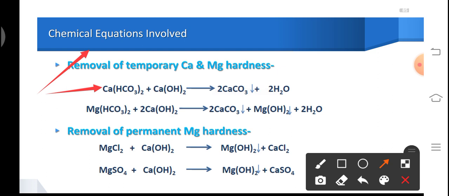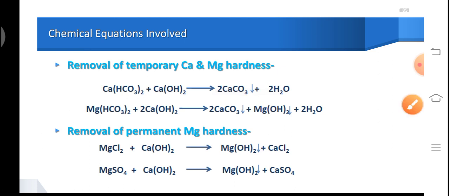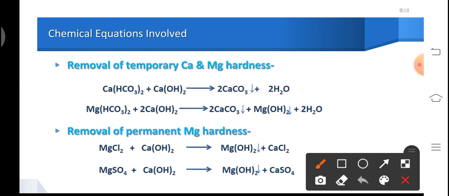The most stable precipitate of calcium is its carbonate. So we need to convert this calcium bicarbonate into calcium carbonate. For this we are going to add a molecule of lime so that we will get calcium carbonate plus 2 molecules of water. So here calcium bicarbonate, when treated with a molecule of lime, is precipitated out in the form of calcium carbonate.